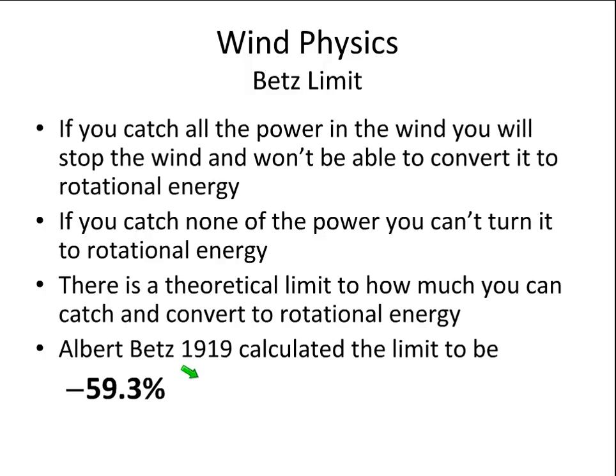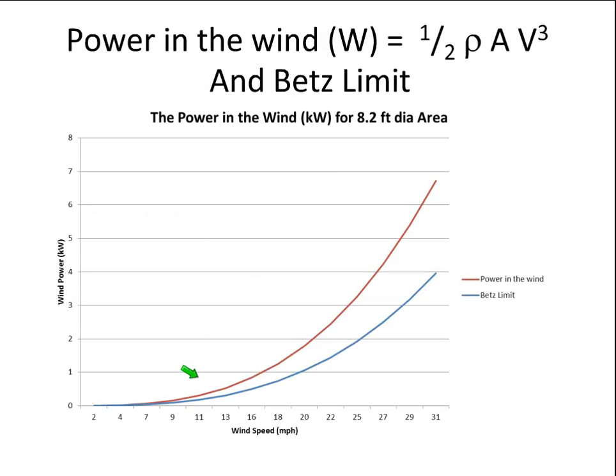So when we talk about efficiency of wind turbines, if we're using the term efficiency properly, it should never be more than 59% efficient. If they say it's more than 59% efficient, likely that's not true, or they're not using the term efficiency properly. So again, I'm going to throw this out there. In this case, I've got the power in the wind as my red line, and then I've got the Betz limit. So I know that this is how much energy or power is in the wind, but I cannot catch more than the blue line amount.